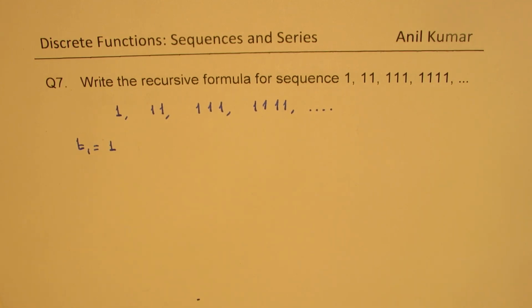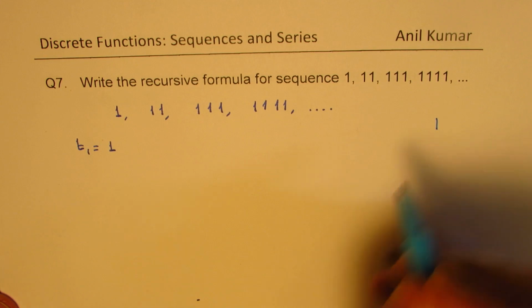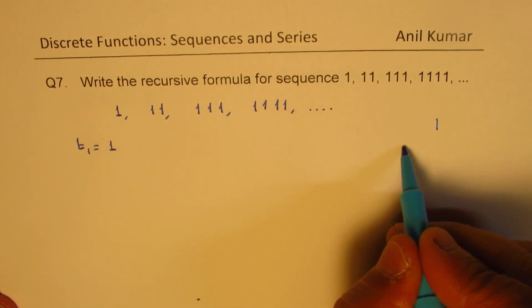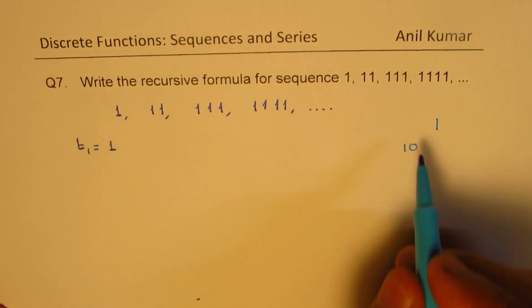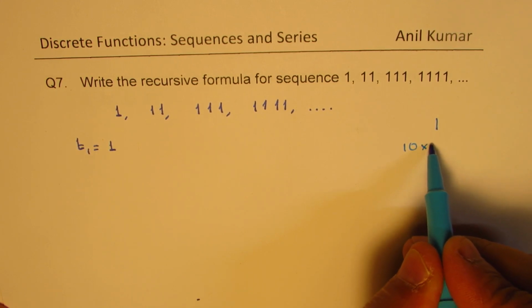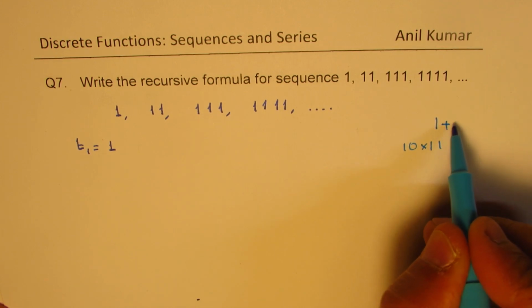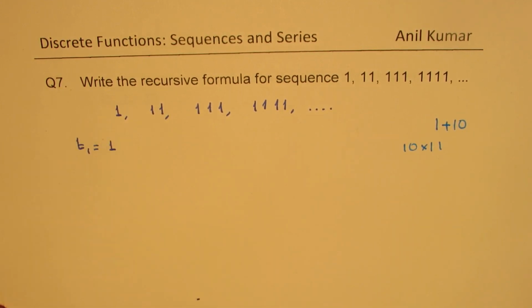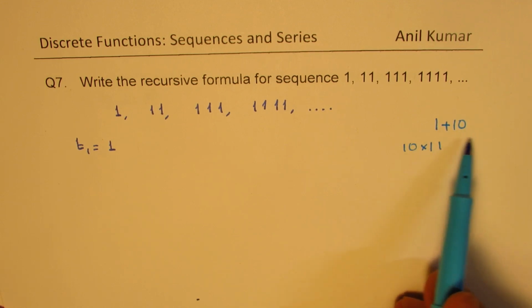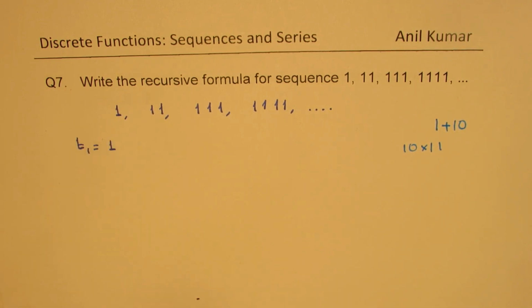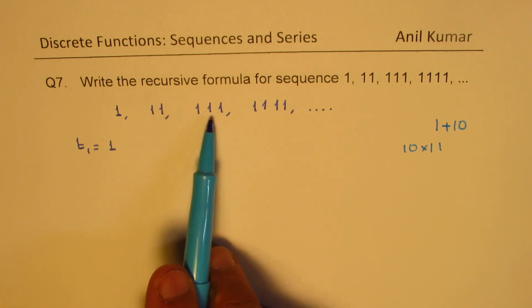Well, you could think like this. I have 1, and then 10 times 1, if you add to this, which is 10, right? 1 plus 10, correct? Will give you 11. So the previous term, adding 10 to it, gives us 11. Now how do we get from 11 to 111?